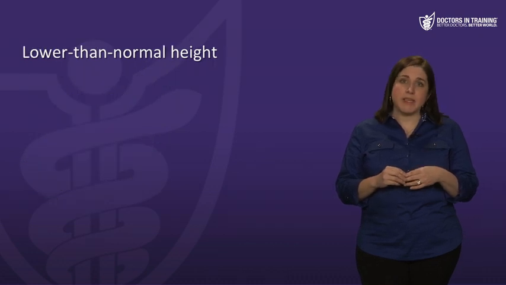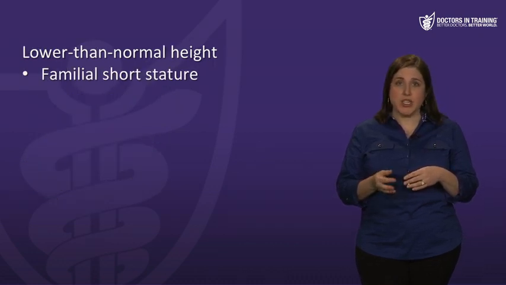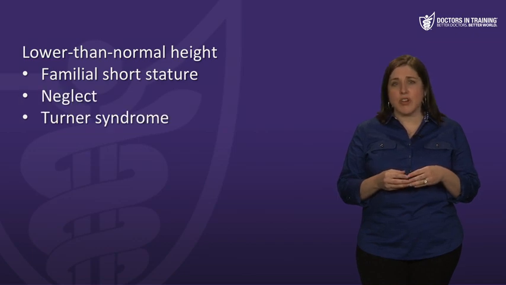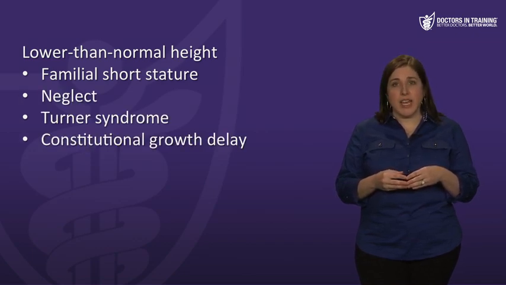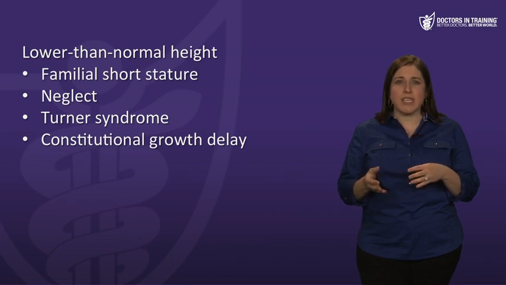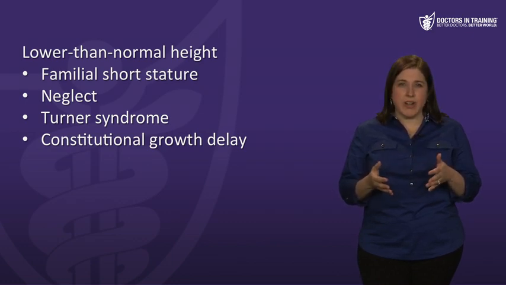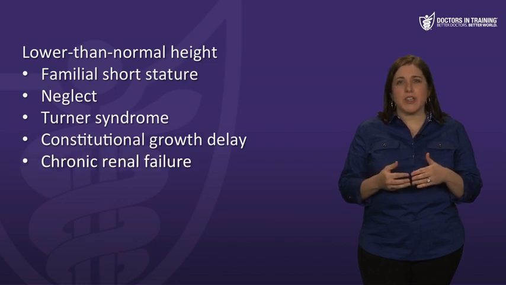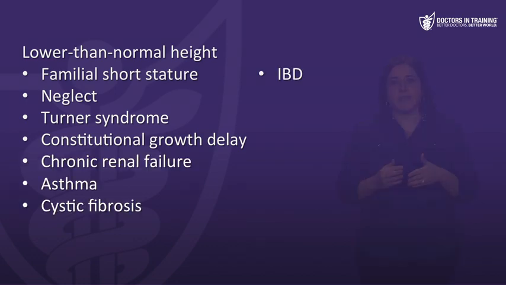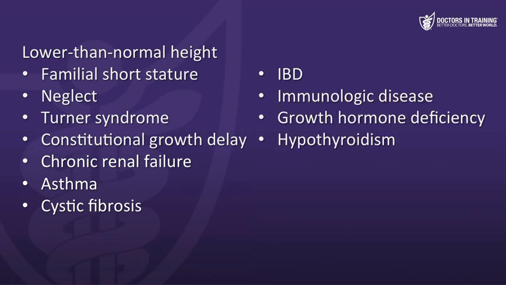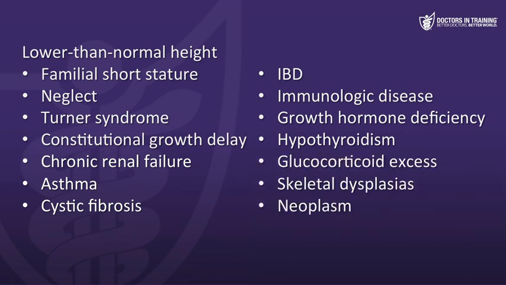Lower than normal height can be associated with familial short stature, neglect, Turner syndrome, constitutional growth delay, which is where parents had short stature when they were kids, so this is a normal variant, chronic renal failure, asthma, cystic fibrosis, inflammatory bowel disease, immunologic disease, growth hormone deficiency, hypothyroidism, glucocorticoid excess, skeletal dysplasias, or neoplasm. This is pretty self-explanatory here, and I'm sure you'd be able to pick out a cause of lower than normal height if you were asked that.